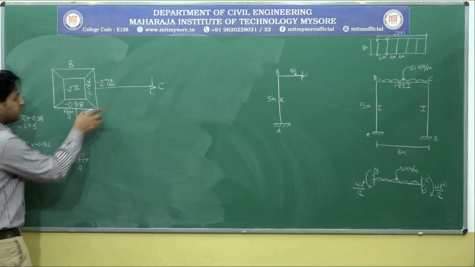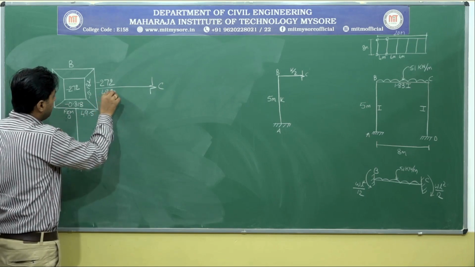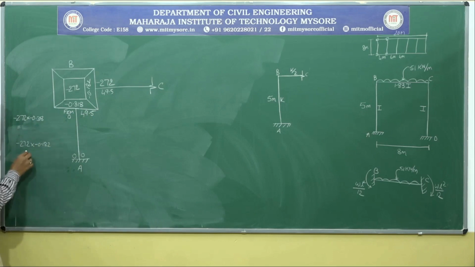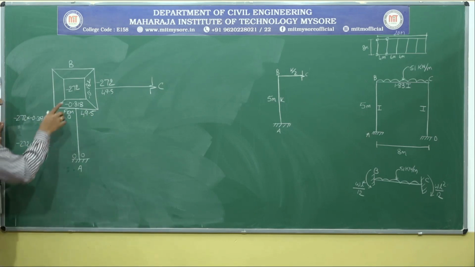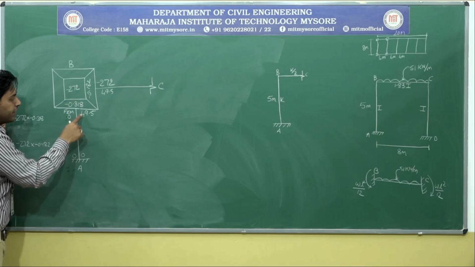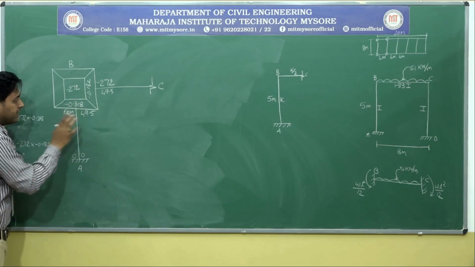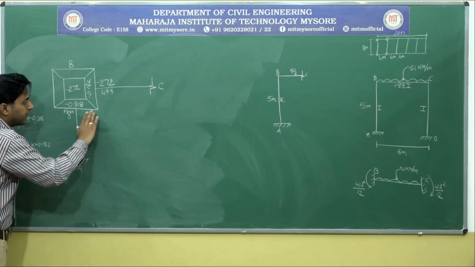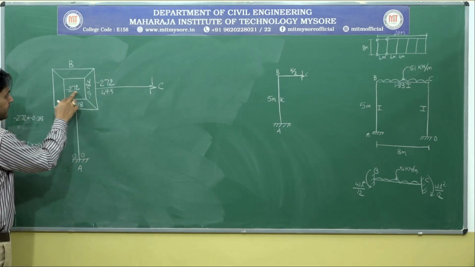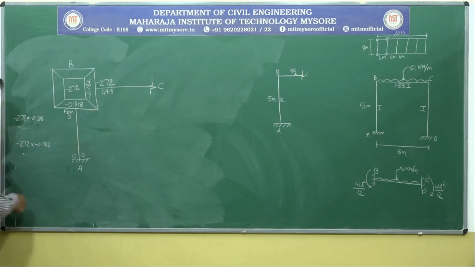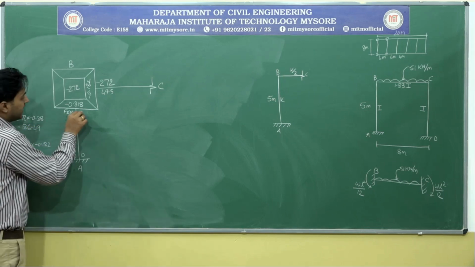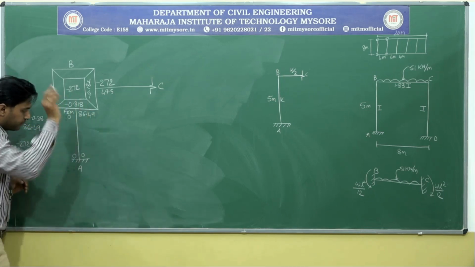Sorry, I made a mistake. Observe here: minus 272 into minus 0.182 is 49.5. And minus 272 into minus 0.318 is not 49.5; the value is 86.49. So this should be 86.49.